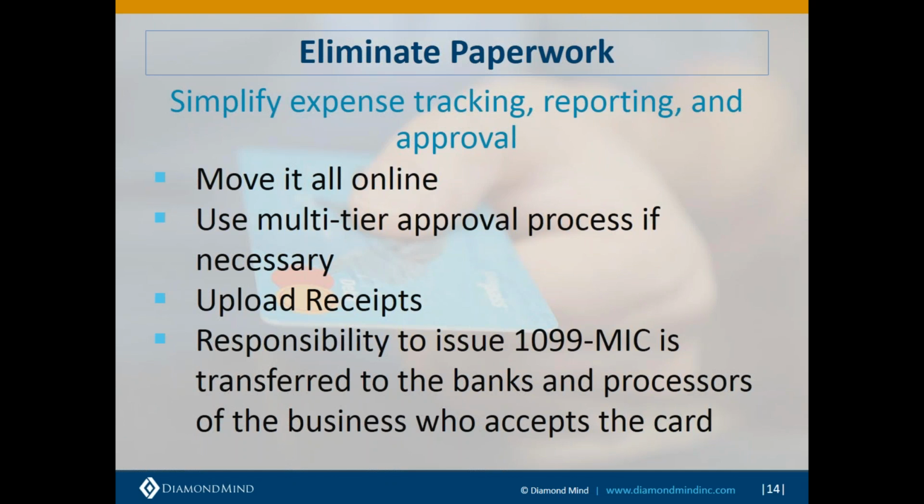If it's something like a multi-tier approval process, something like Smart Data or another expense reporting system, we can certainly do that. We want to make it easy for cardholders to access or upload receipts, and for the business office to have the ability to view those. And again, we talked a little bit about the responsibility for the 1099 reporting, and that pretty much goes away with purchase cards. So we don't have to think about that anymore.